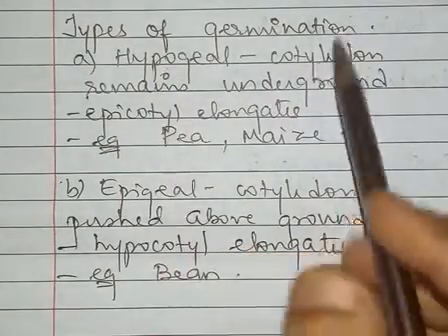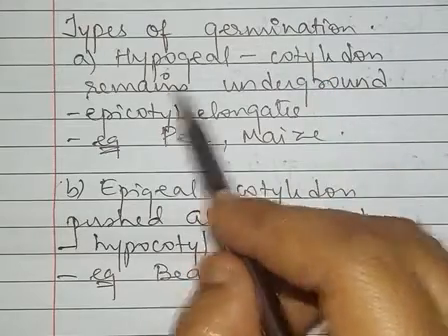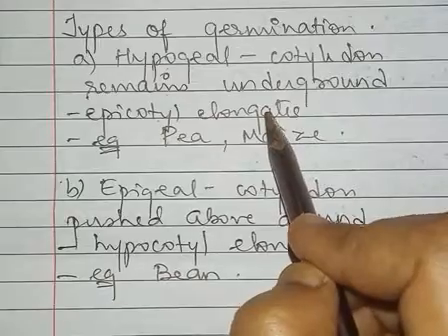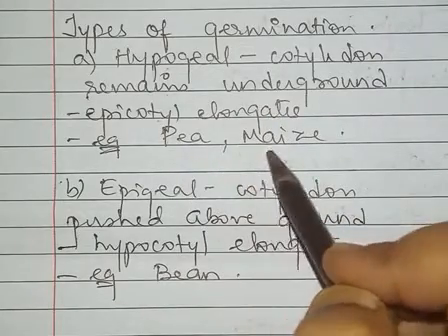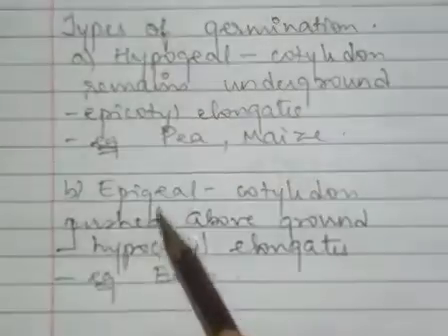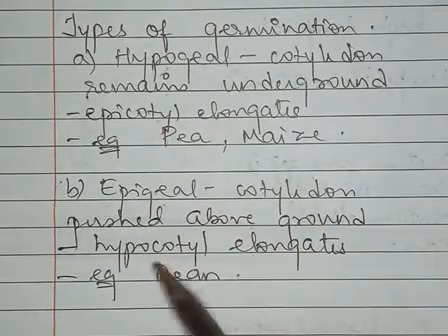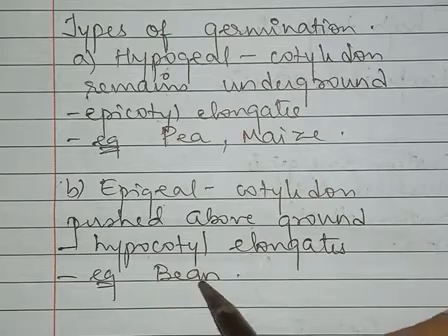So hypogeal germination is the one in which cotyledon remains underground. Okay, epicotyl elongates, and the examples seen are in pea and maize. Whereas epigeal germination, the cotyledon is pushed above the ground, the hypocotyl elongates, and the example is bean.